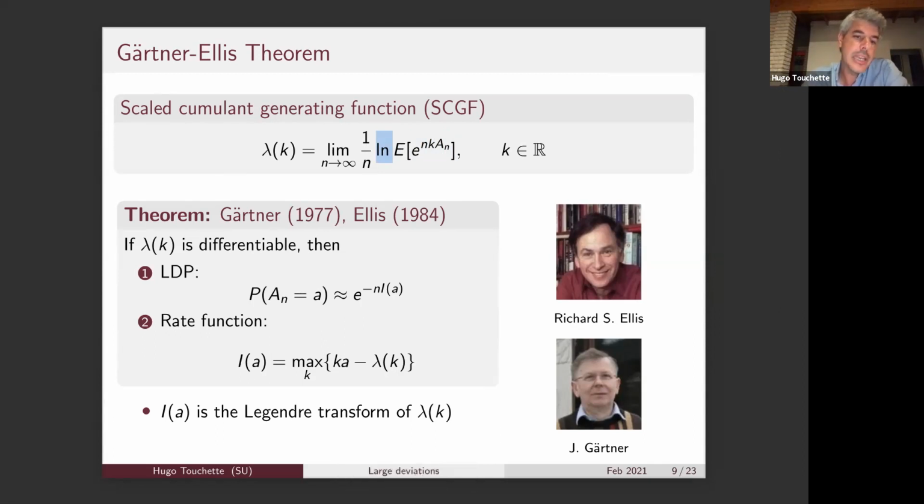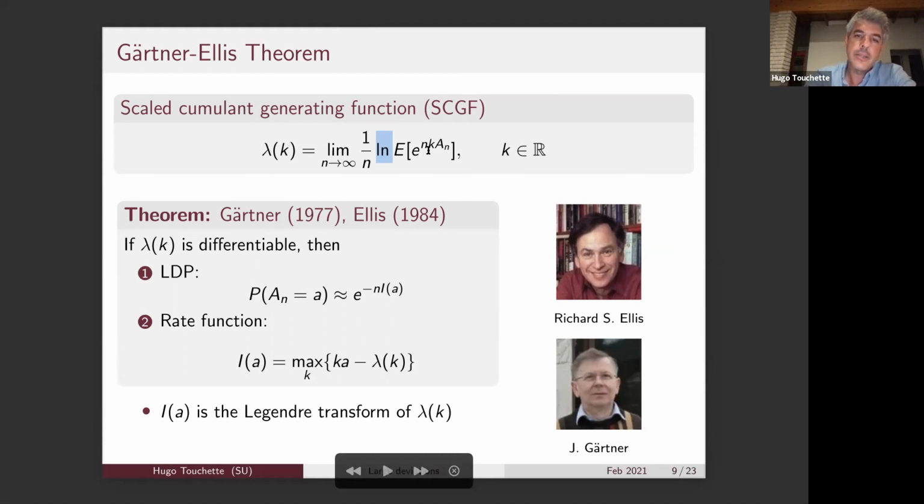If you can calculate that lambda k, without actually knowing the distribution, of course, or that it has an LDP, and that lambda k is differentiable, then you actually have the two goals that you want to solve. Namely, the first one is that the distribution has an LDP, so it has an exponentially decaying form with that parameter n, and the rate function is given by the Legendre transform of that function lambda k. So I(a), the rate function, is the Legendre transform of lambda k. This is very powerful because you can apply this to any kind of random variable, but the difficulty, as I'll try to explain, is in calculating that lambda k.